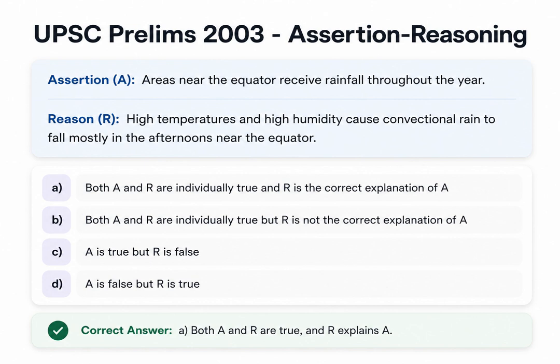Based on what we just discussed, both statements are absolutely true. The intense daily heating of humid air causes it to rise, cool, and fall as convectional rain every afternoon. Therefore, the reason perfectly explains the assertion, making option A the correct answer.